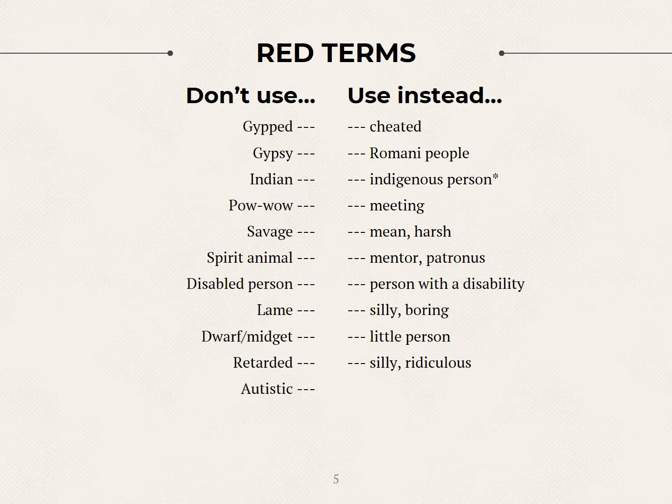And when it comes to autistic as a term, it's better to use the person first language like a person with autism. Alternately, neuroatypical is used more and more frequently these days and is another acceptable term.